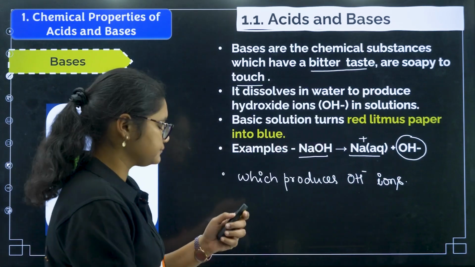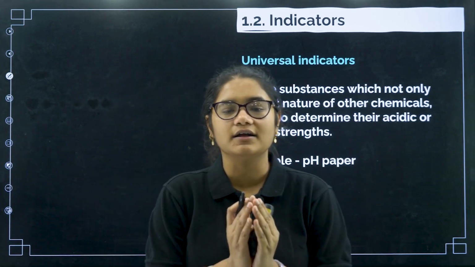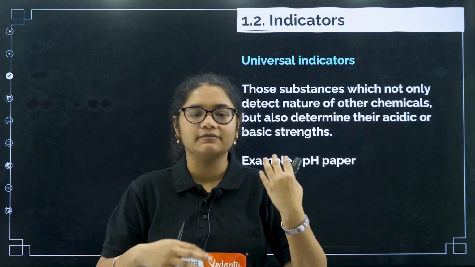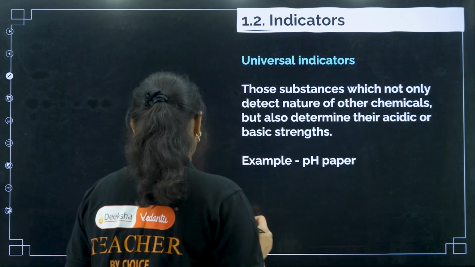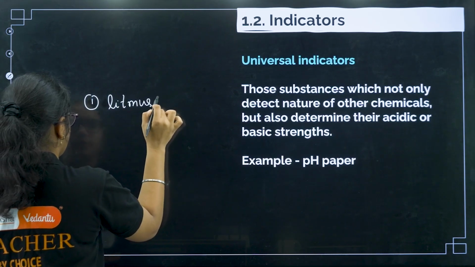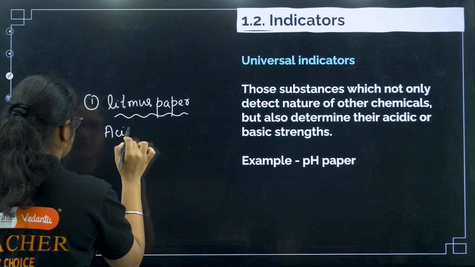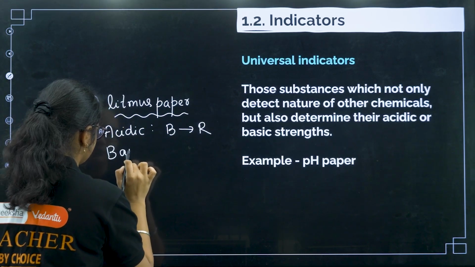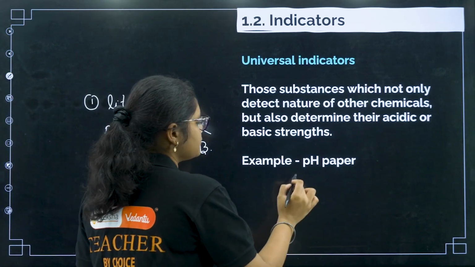Now we will go to indicators. Indicators are things which can tell you whether a solution is an acid or a base. They indicate whether the given solution is an acid or a base. The first indicator that we have already discussed is litmus paper, or litmus solution. In acidic solution, blue turns to red, and in basic solution red turns to blue.